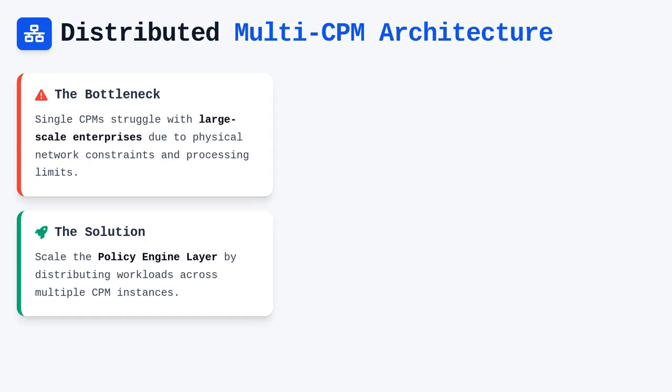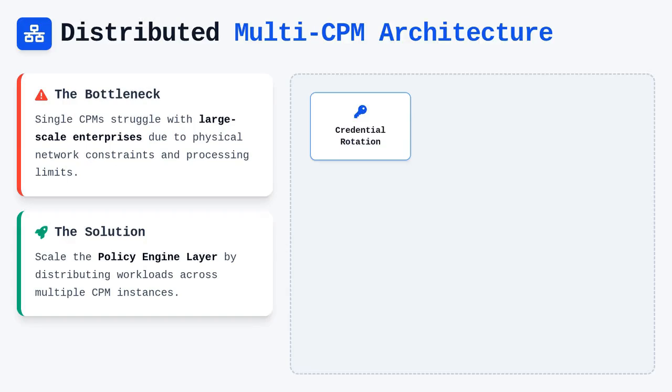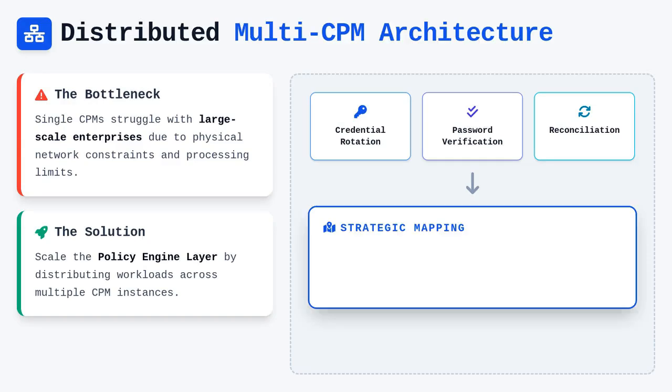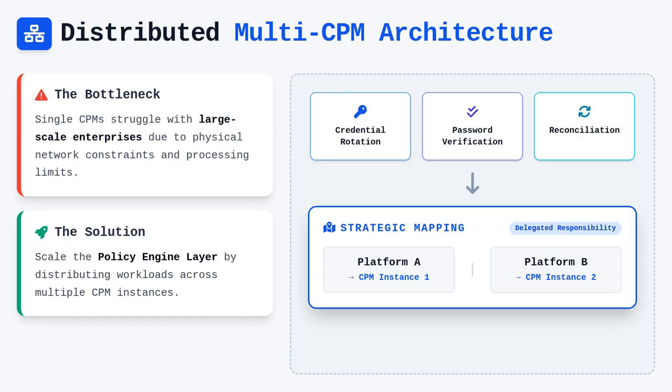By deploying multiple CPMs, we allow the workload of rotating credentials, verifying passwords, and managing reconciliations to be distributed across different instances. This is not merely about adding servers to a pool. It requires a structured approach to how we delegate responsibilities. We define these responsibilities by creating a clear mapping between specific platforms and specific CPM instances, ensuring that no two managers attempt to act on the same target system simultaneously, which would cause an operations collision.